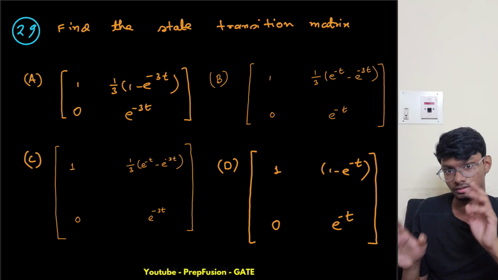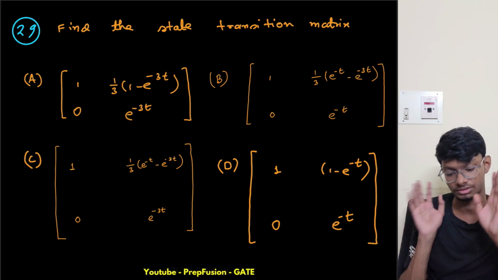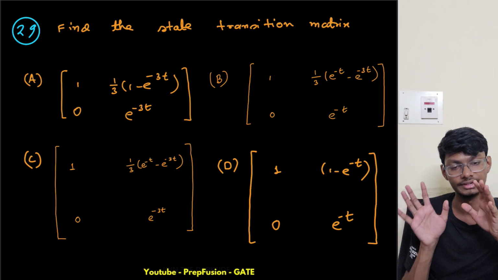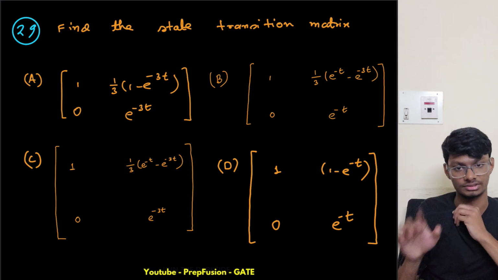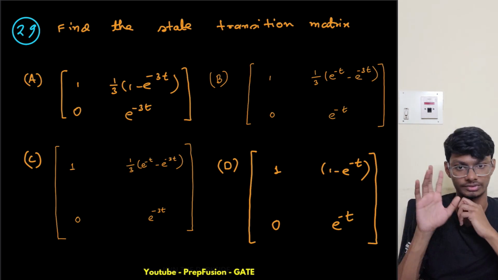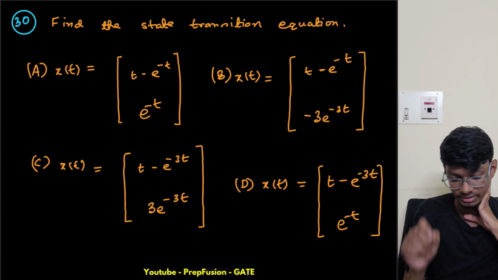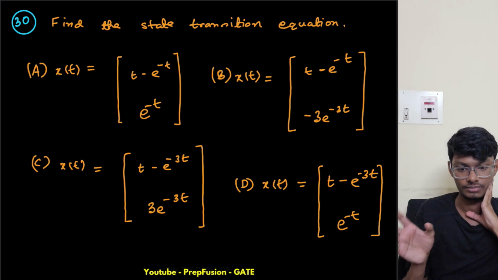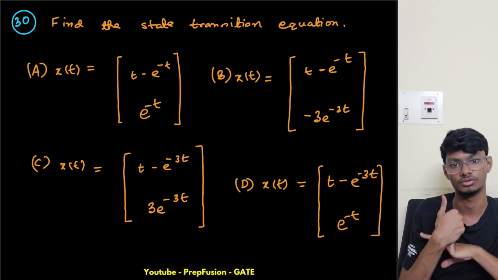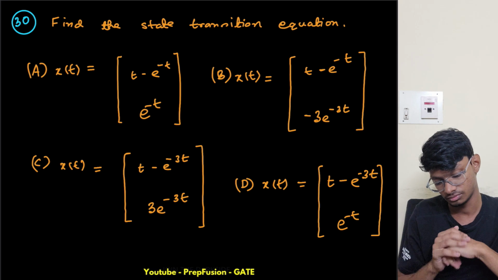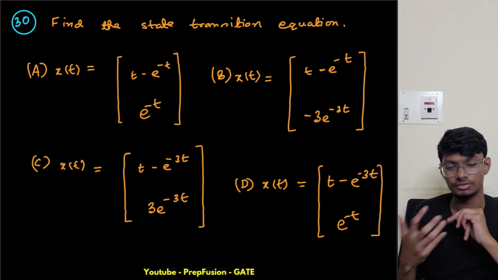Without even going to the equations and all those things, directly apply the property and you solve it in GATE, right? But now you're practicing, so you solve it using the normal method. Also you need to find the state transition equation, or you can say transition response also.